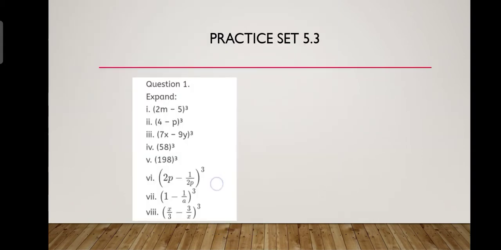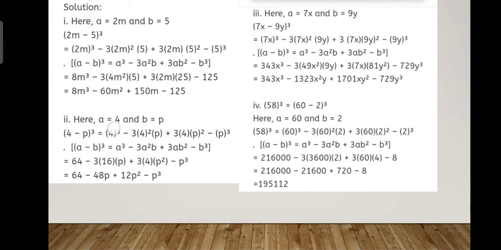Okay, now let's start with practice set 5.3. So very first question is 2m minus 5 the whole raised to cube. So now here a is 2m and b is 5. So a minus b the whole raised to cube कैसे बन जाएगा, फॉर्मूला क्या, a क्यूब, तो a क्या है हम लोग का 2m, so 2m the whole raised to cube minus 3 into a square, what is a, that is 2m, तो 2m का square into b, what is b, 5, plus 3ab square, so 3 multiplied by a is 2m into b square is 5 square minus 5 cube.